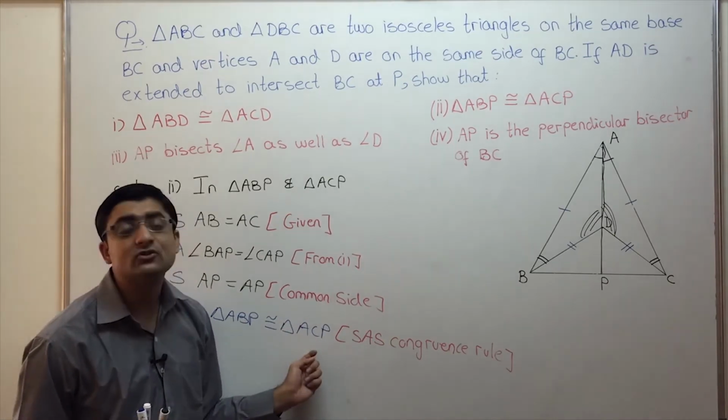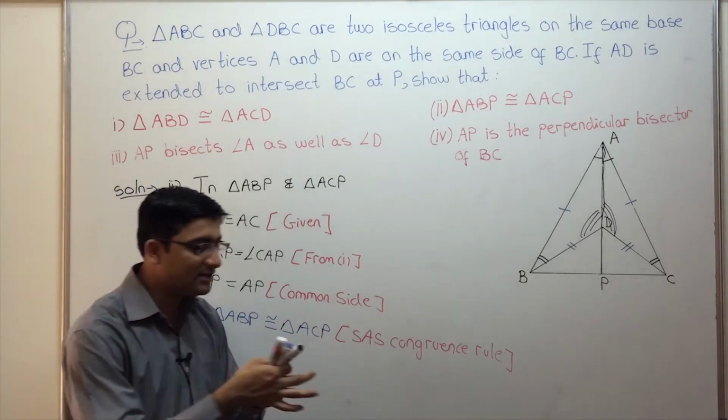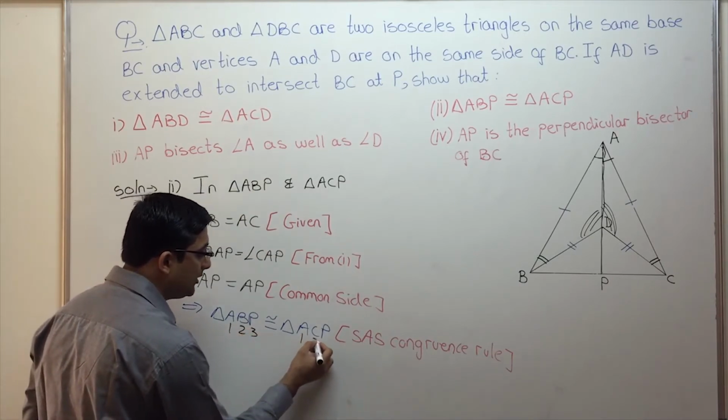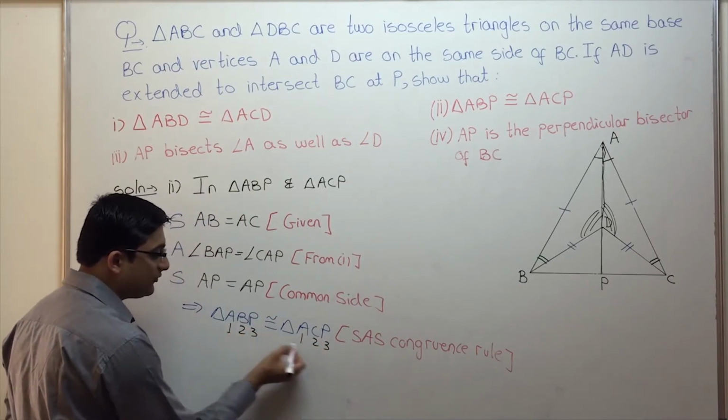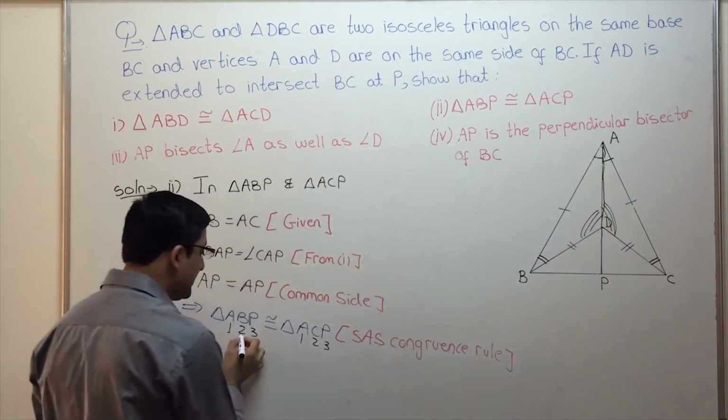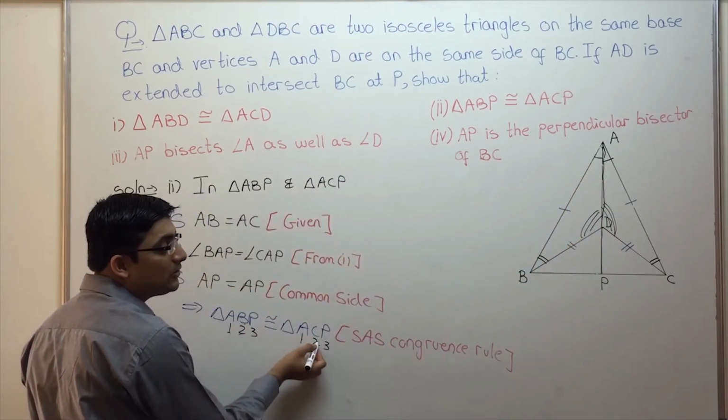Again, because we have shown two triangles to be congruent, let's mark the corresponding angles. So 1, 2, 3, 1, 2, 3. So first letter to first letter, angle A is equal to angle A, done. Next, second letter to second letter, angle B is equal to angle C.